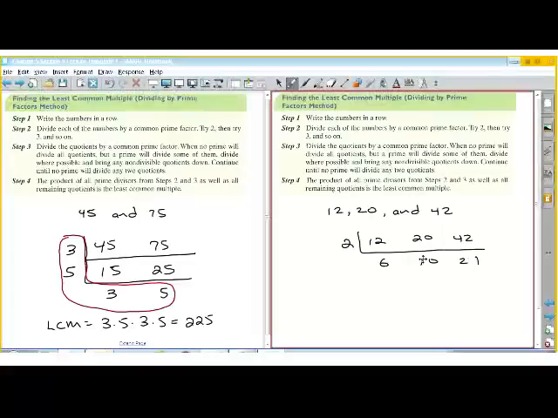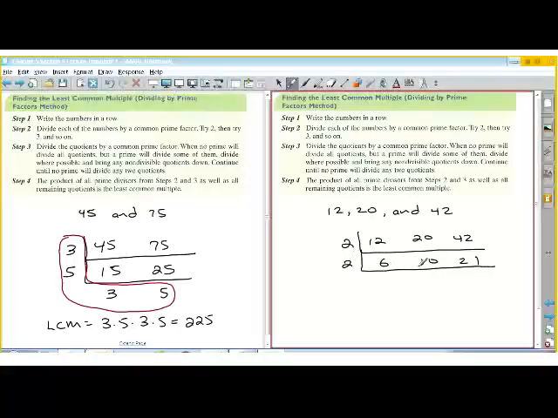Now, I can't divide them all by 2 because this one's odd. I could divide both of these by 3, but I can't divide that by 3. So how do I handle the case where not everything is divisible by the same prime number? I don't just give up and multiply these numbers together. The key thing is if you have two numbers you can divide by the same common factor, you do.